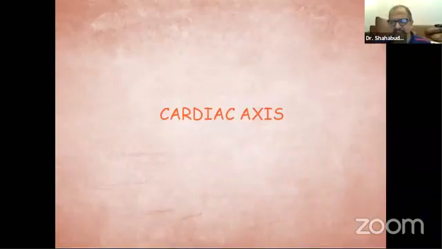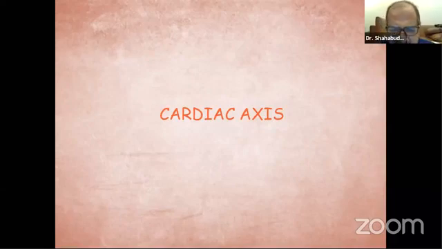Now the cardiac axis. Now we will determine the cardiac axis. Before determining the cardiac axis, we have discussed the 10 rules of the ECG. After the 10 rules, we discussed the rate and rhythm. And we have seen some examples of the rhythms, either brady, tachy, or other things. And now we will discuss the cardiac axis.